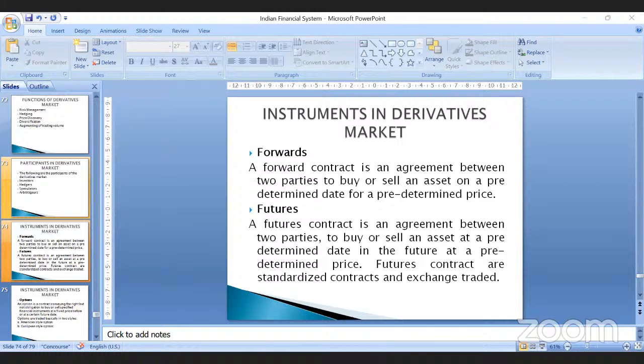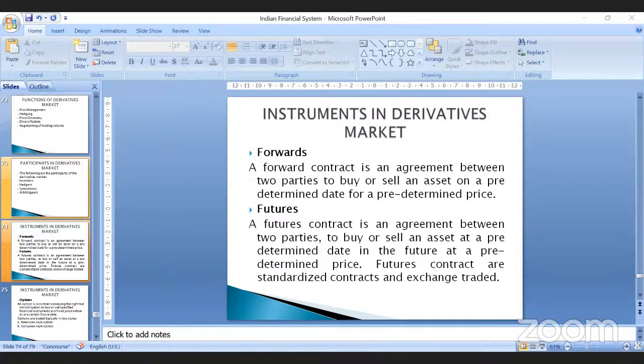The details pertaining to quality and quantity are mutually negotiable, and everything is entered into the contract. We call such contracts forward contracts, and they generally deal in over-the-counter products, something available over the counter, not on the stock exchanges. Those products are traded in forwards.